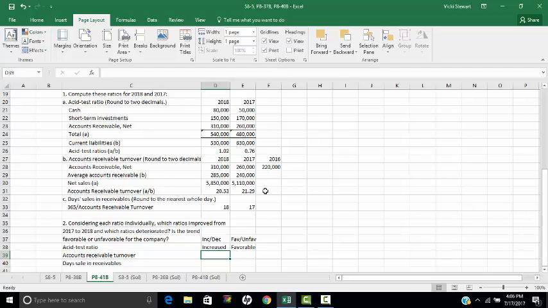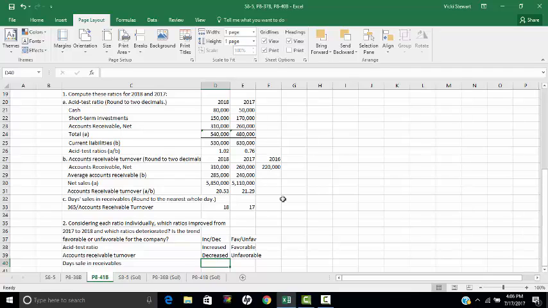Now let's look at the accounts receivable turnover ratio. It went from 21.29 in 17 to 20.53 in 2018. So that ratio decreased. Now, is this favorable or unfavorable? This is actually going to be unfavorable, and the reason why is we want our average accounts receivable to turn over as quickly as possible because that means that we're collecting the money quicker. If we can collect the money quicker, we can then invest in more inventory and make more money. So that is a decrease in a ratio that's unfavorable.